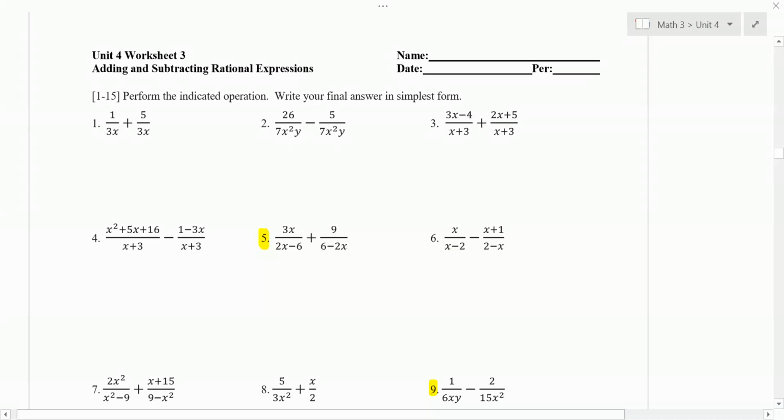I'm going to be going over some problems from the Unit 4 Worksheet 3, and we're going to start by looking at number 5. We're asked to perform the indicated operation and to write our final answer in simplest form. And I'm also going to consider the excluded values.